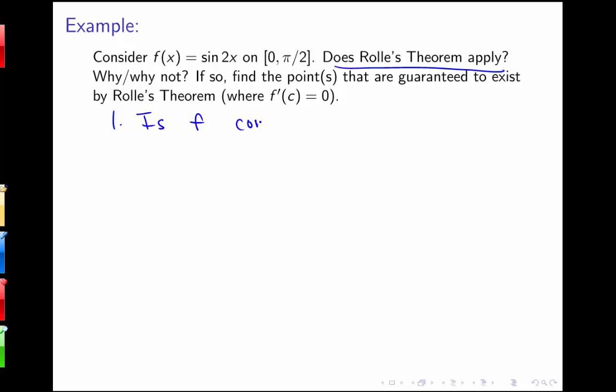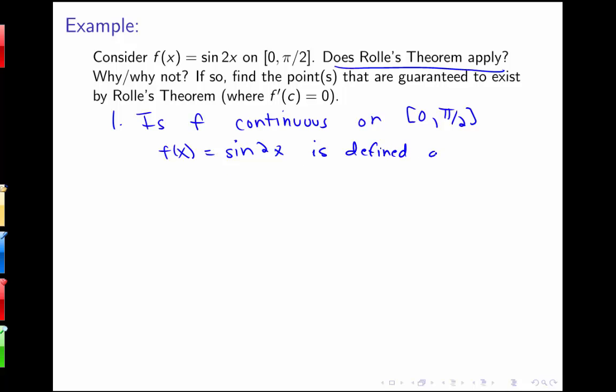So is f continuous on the interval from 0 to π/2? Our function f(x) is sin(2x), and that function is defined on all real numbers. So it's continuous. And since our trig functions are continuous on their domain, its domain here is all real numbers.